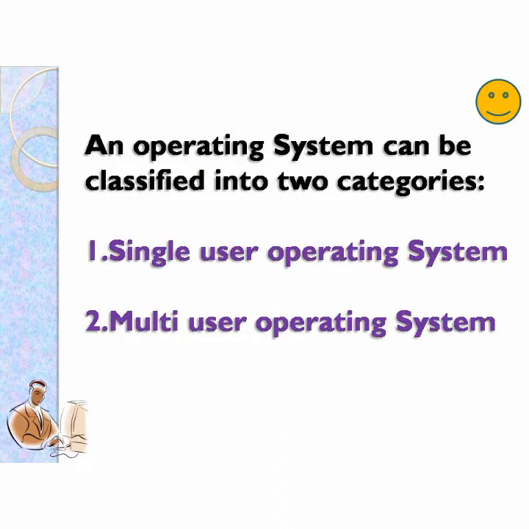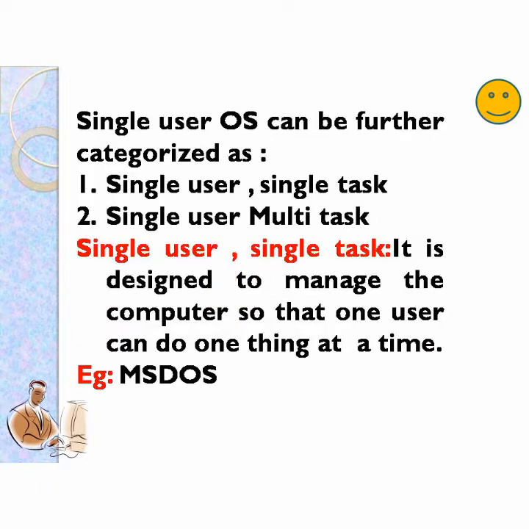An operating system can be classified into two categories. Number one, single user operating system. Number two, multi-user operating system. Single user operating system can be further categorized as single user single task and single user multitask. So single user single task is designed to manage the computer so that one user can do one thing at a time. Example, MS-DOS, Microsoft Disk Operating System.